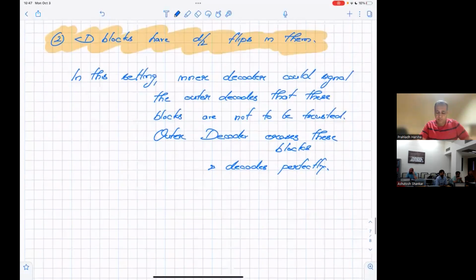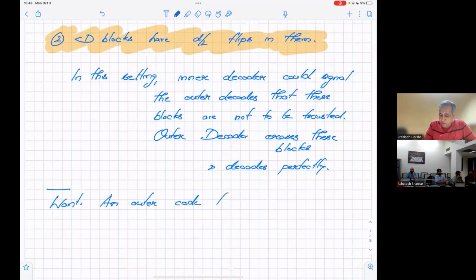So what we want now is an outer decoder, an outer code, that can handle both erasures and errors.